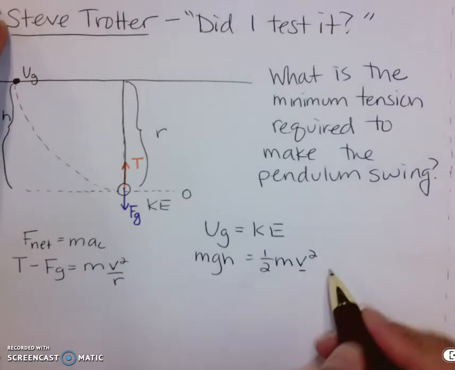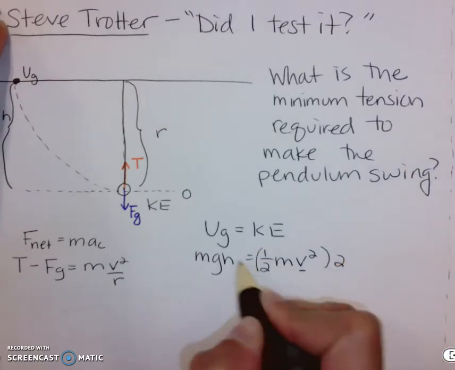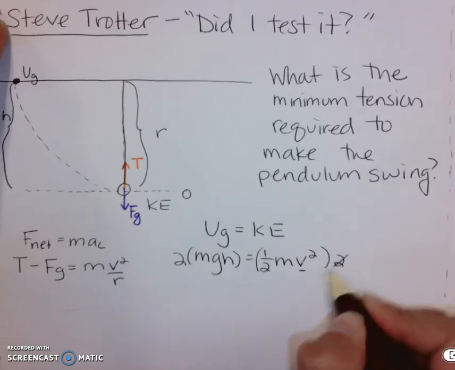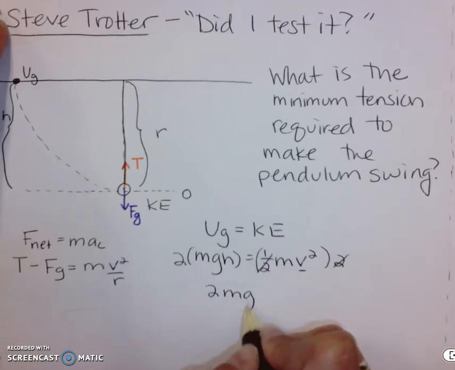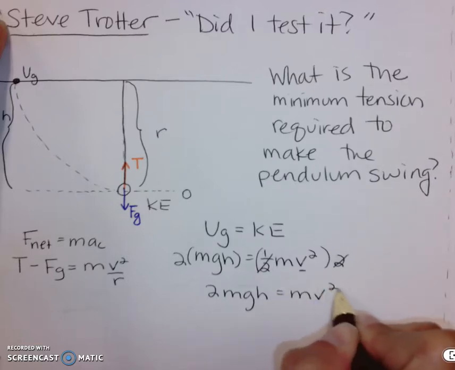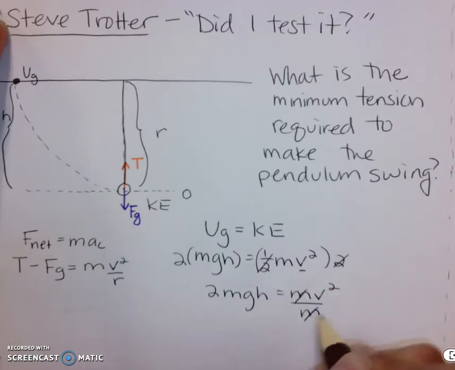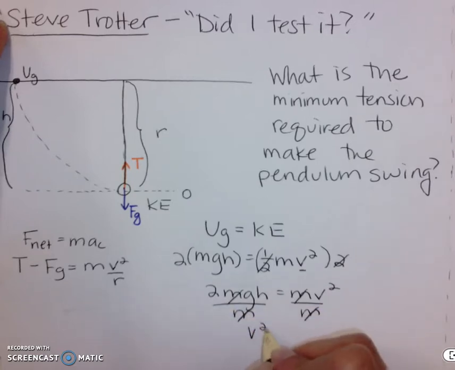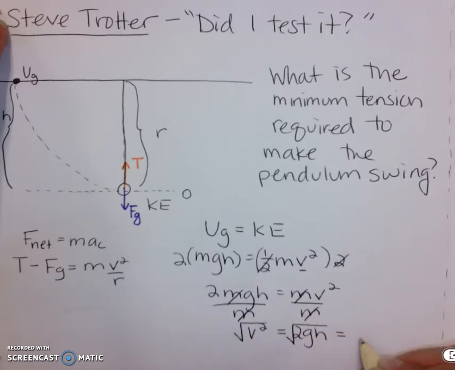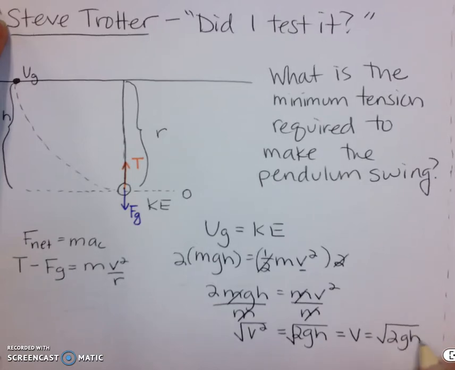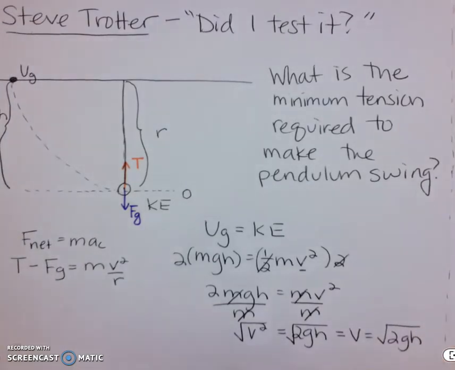And so I'm going to multiply everything by 2 to get rid of the 1/2. So I get 2mgh equals mv squared, and then I'm going to divide by m, which causes my m to drop out of the problem, and I get v squared is equal to 2gh, which means that when I take the square root, I get v is equal to radical 2gh. Cool! Now what can I do with that? Well, that's how fast they're going down here at the bottom.